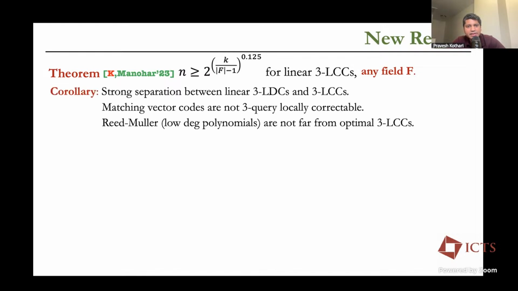In particular, this result shows that 3-query LDCs and 3-query LCCs can be very different. There is a sub-exponential length 3-query LDC, but there cannot be such an LCC, now that we know. In particular, it shows that this specific 3-query LDC that people constructed could not possibly be locally correctable, because there is simply no such code possible. And it shows that at least Reed-Muller codes, the specific code that I told you about before that achieves 2 to the root k block length, qualitatively speaking, is not that far from optimal.